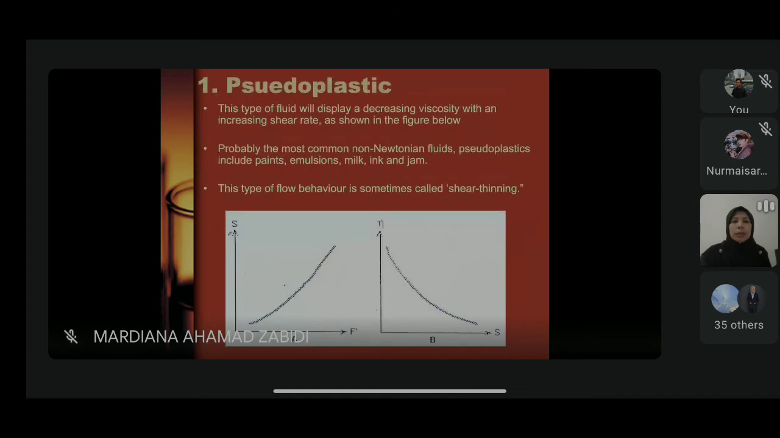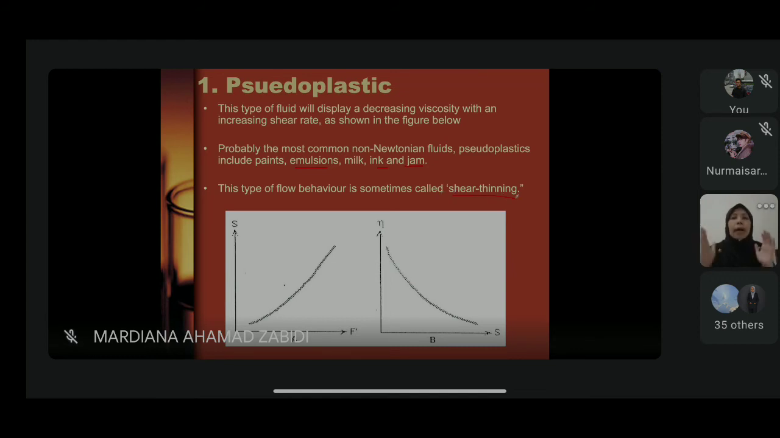Okay, so we go first with pseudoplastic. Pseudoplastic, this one is a type of fluid that will display a decreasing viscosity with an increasing shear rate. Okay, contohnya macam dalam graf dekat bawah ni. Alright, contohnya milk, this one will be thick milk, I guess. Alright, so contohnya liquid for non-Newtonian fluid whereby they have pseudoplastic characteristic. This one involving the emulsion, ink ataupun jam. Alright, and this one is known as shear thinning.